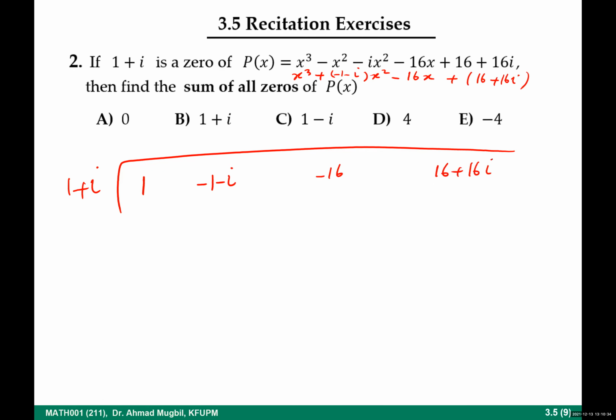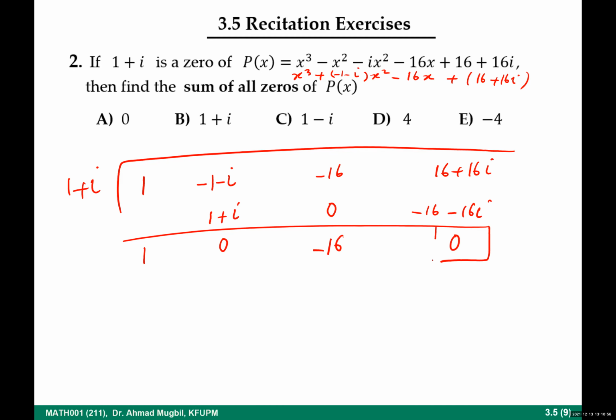Now do the synthetic division as you usually do. You will bring 1 down, then you will have 1 plus i. Add, you will get 0. Multiply, you will get 0. Add, you will get -16. Multiply, you will get -16 minus 16i. If you add, you will get 0, as expected, because the remainder must be 0.